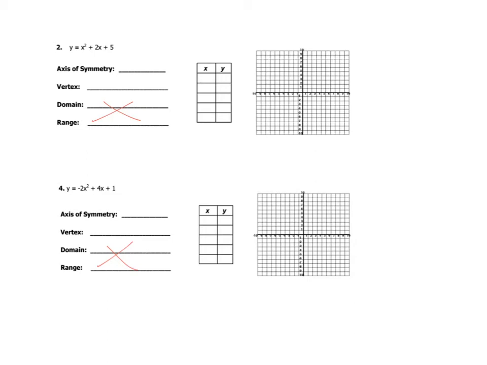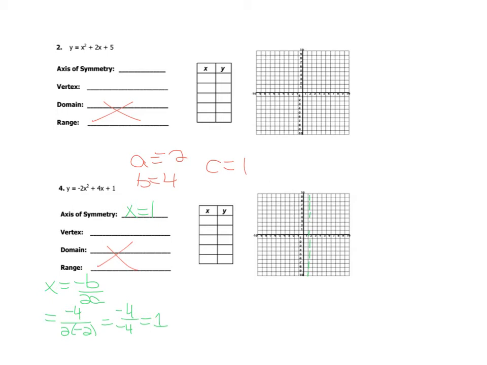All right, so number 4, A is negative 2, B is 4, and C is 1. So we want to find the axis of symmetry. Negative B over 2A. So we get the opposite. B is 4, so we're going to get negative 4 over 2 times negative 2. That gives me negative 4 over negative 4, which is a positive 1. So my axis of symmetry is the line x equals 1. So that's this vertical line right here, x equals 1.